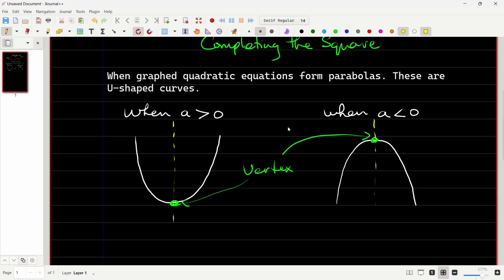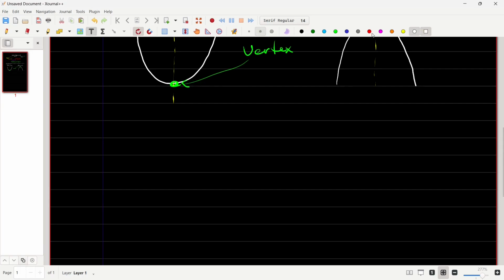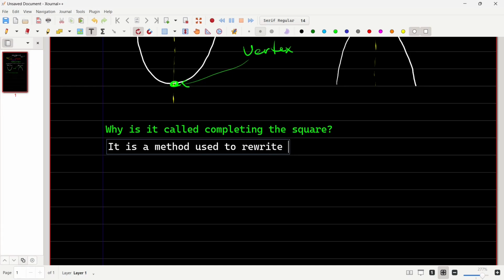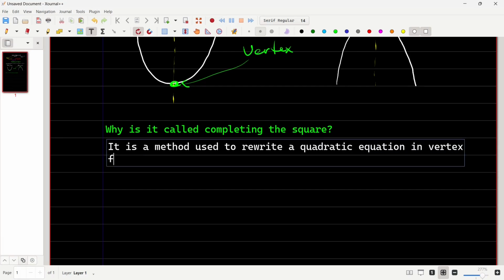Now, first off, you might want to ask yourself, why is it called completing the square? Let me just write that down. So why is it called completing the square? It is a method used to rewrite the quadratic equation, as I said, in vertex form. Let me just write this differently. It is a method used to rewrite a quadratic equation in vertex form.